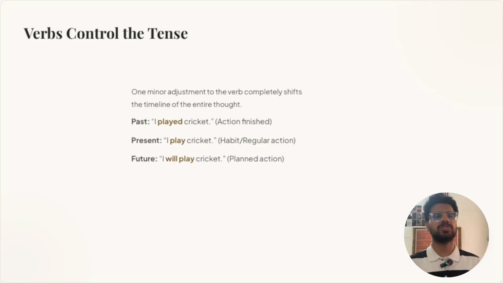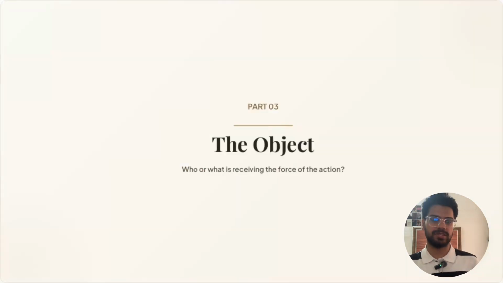Now we will study why verbs are extremely important. They're important because they control the tense of the sentence. Example, I played cricket, I play cricket, I will play cricket. One small change in the verb changes the time completely. Congratulations, we are done with part 2 of the video as well. Now we will be moving to part 3, object.